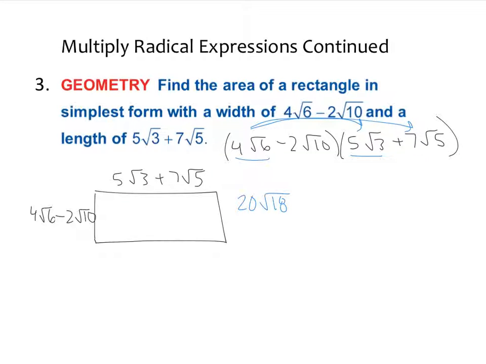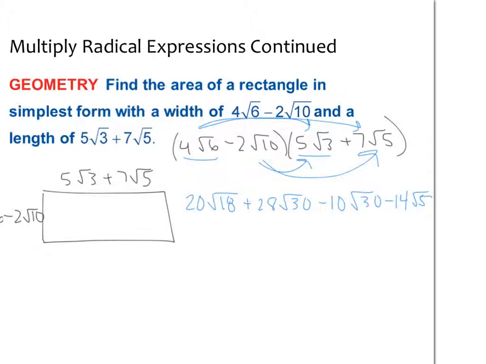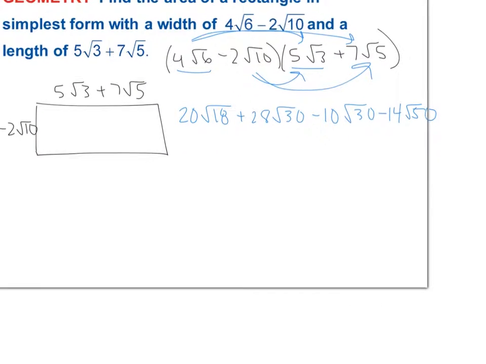Now 4 square roots of 6 times 7 square roots of 5 gives me 28 square roots of 30. Now negative 2 square roots of 10 times 5 square roots of 3 gives me negative 10 square roots of 30. And last but not least, negative 2 square roots of 10 times 7 square roots of 5, which is minus 14 square roots of 50. Now I'm going to break down the radicals and see if there's any like radicands that I'll see.